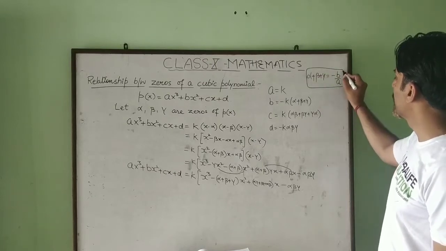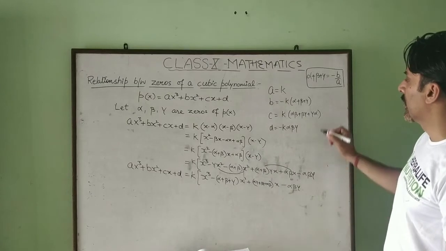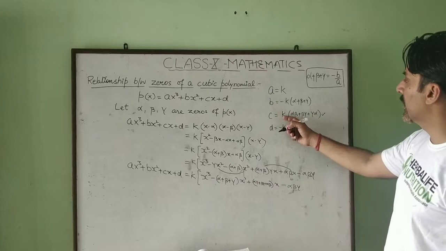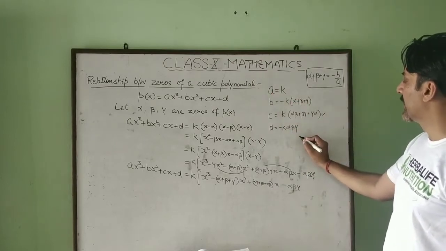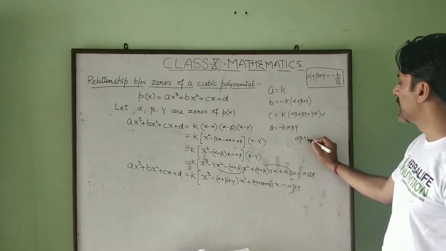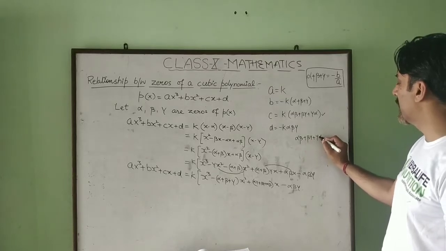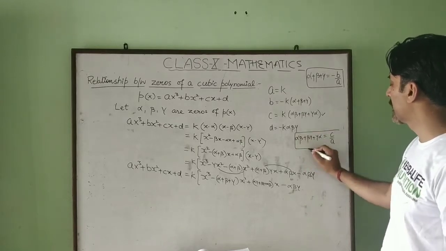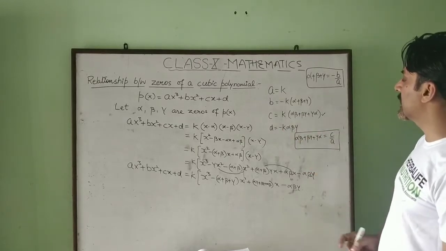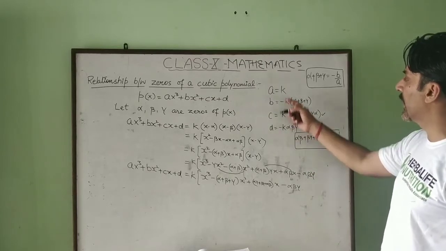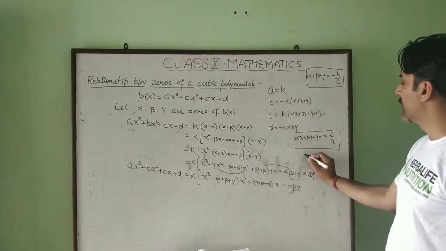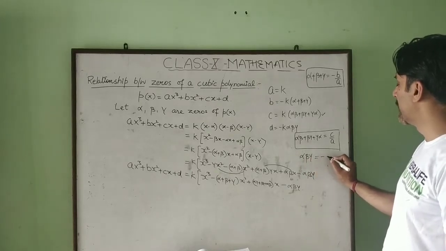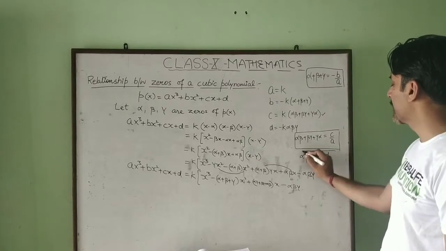the sum of the zeros. And in this equation, if you substitute the value of k as a, you will get alpha beta plus beta gamma plus gamma alpha equals c upon a. And in this last equation, if you substitute the value of k as a, you will get alpha beta gamma, which equals minus d upon a.